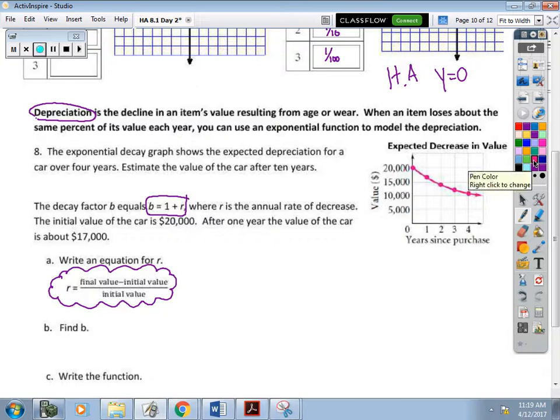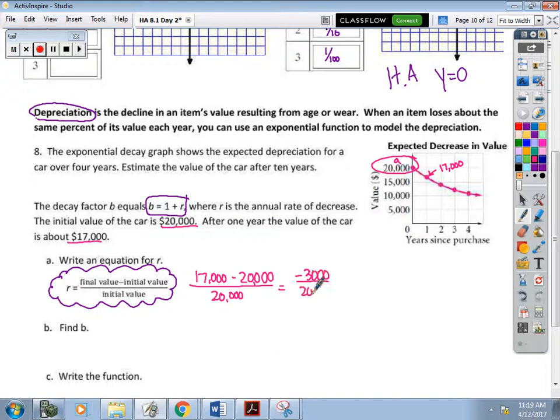So they tell us that it started out at 20,000, which you can see, that's like your A, initial. And then at year 1, they actually tell you this is 17,000 so that you're not estimating it from the graph. But they tell us that over here in the description. So we would take our final value after 1 year, because we're only looking at 1 year at a time, which is 17,000 minus 20,000 over 20,000. It's like the percent change formula, basically. So negative 3,000 over 20,000.